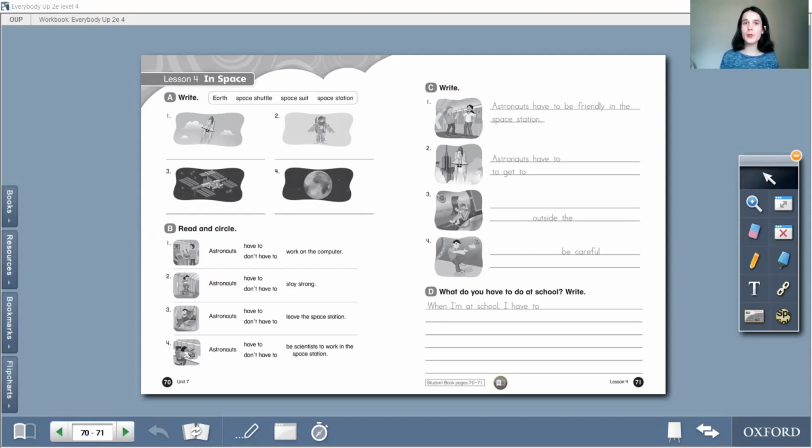And today we have our workbook lesson. We have some activities about space, okay? We are at lesson 4.